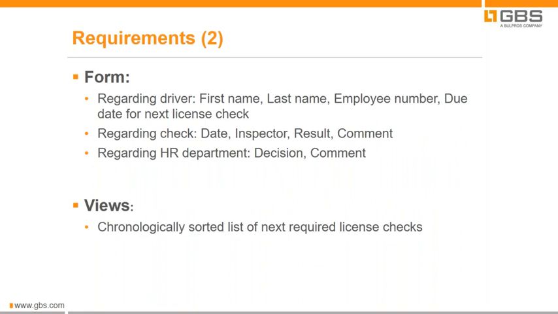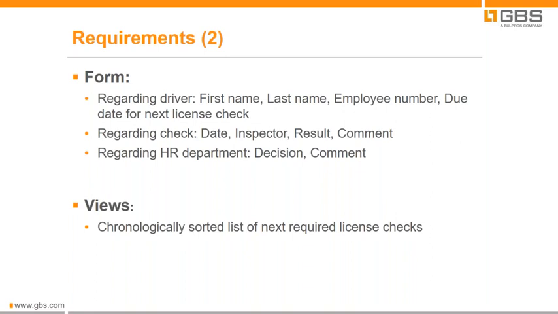Okay, regarding the forms, what do we need to deal with? Regarding the driver, the basic details we should capture are first name, last name, the employee number, and the due date for the next license check, so that we can, for example, sort the list chronologically, the most urgent ones at the top. So this is the minimum of things that we should know.